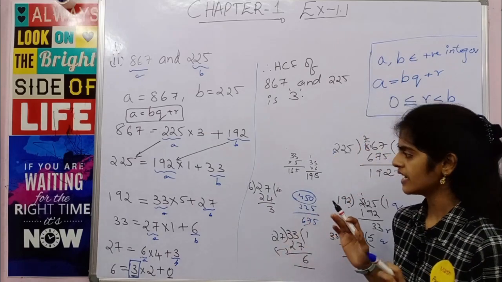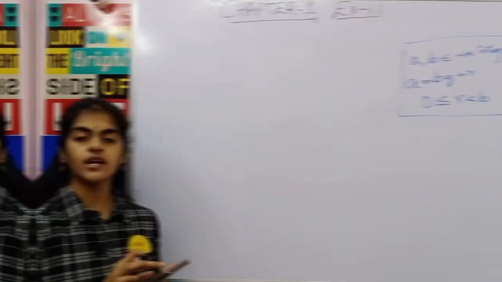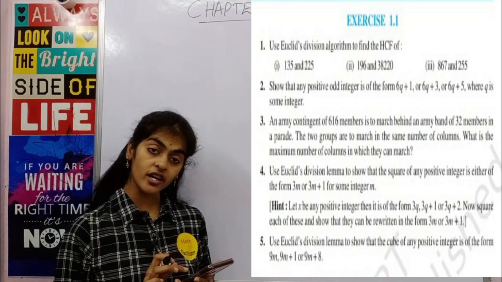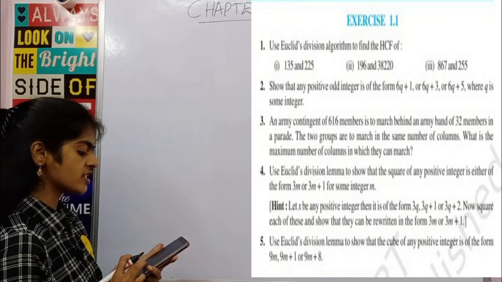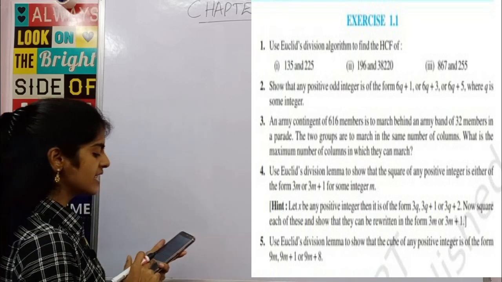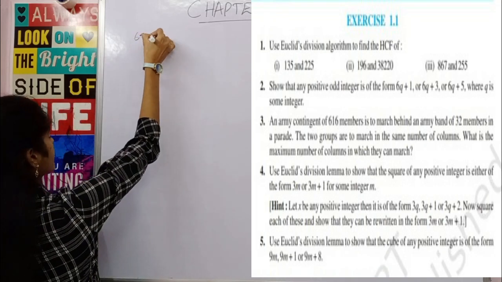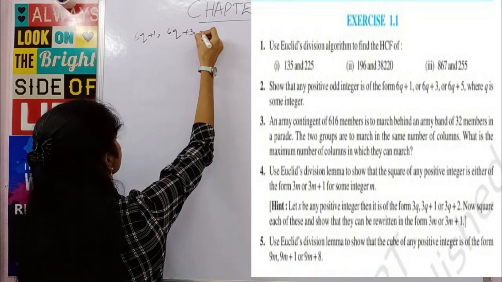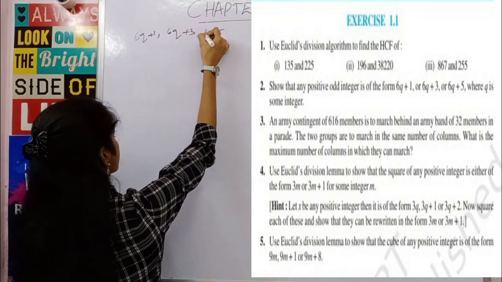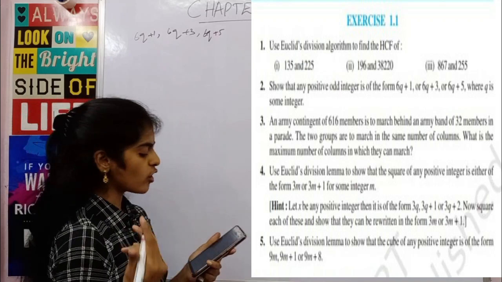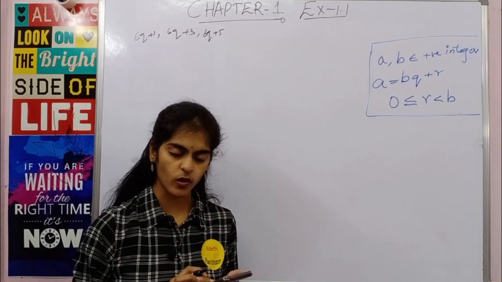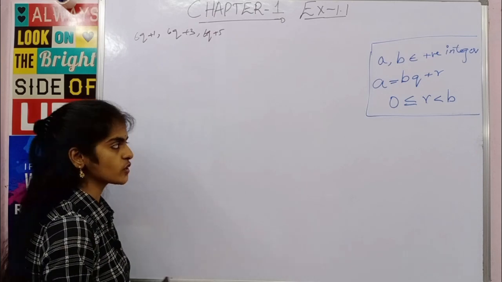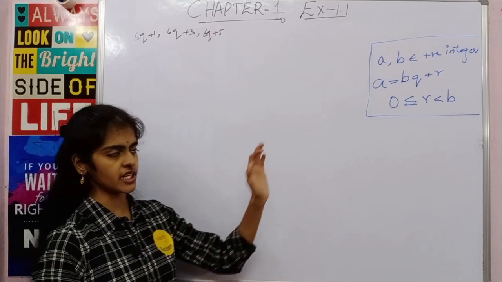Note it down and we shall move on to the next one. Moving on to the second question: show that any positive odd integer is of the form 6q plus 1, 6q plus 3 or 6q plus 5, where q is some integer. This also we will do using Euclid's division algorithm.